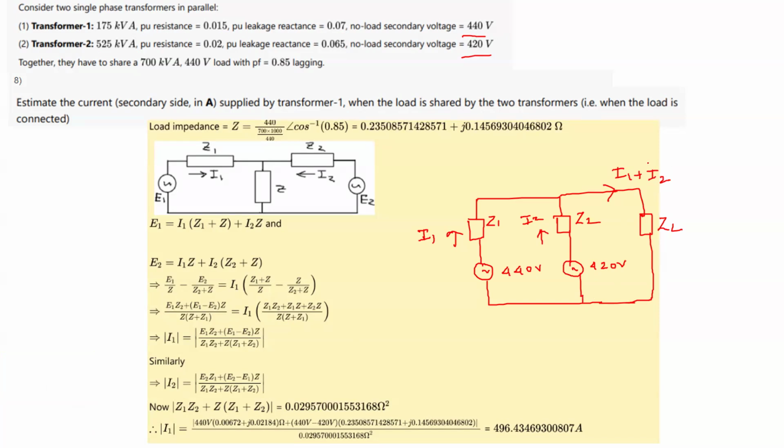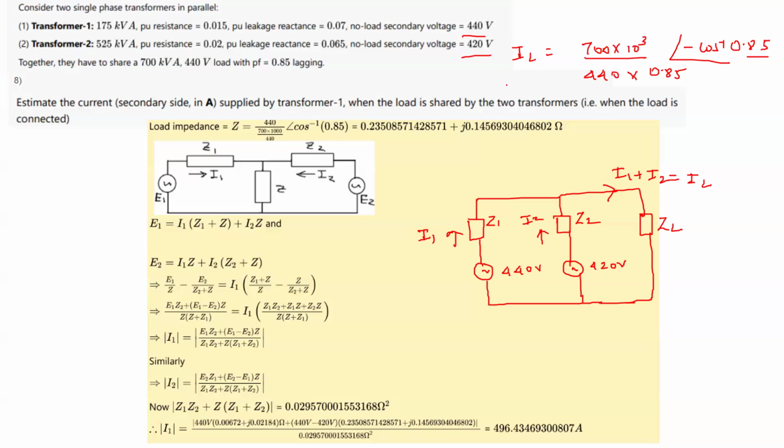So how can you do this? Together they have to share a 700 kVA, 440 volt load with power factor 0.8 lagging. First of all, we can calculate what is IL. From this data we can calculate it. This is VI cos phi, so this will come out to be 700 kVA by voltage into cos phi, and this is lagging, so we can write it like this. This is our I load. So this is one equation.